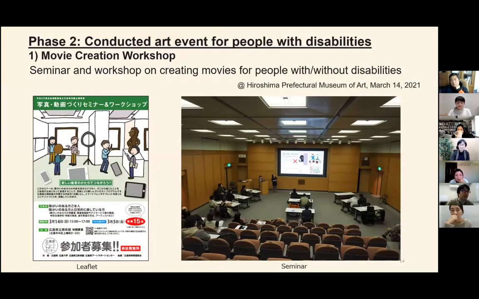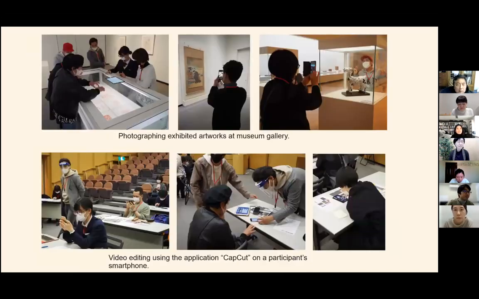We conducted an art event based on the result of the survey. Firstly, we held a movie creation workshop at Hiroshima Prefecture Art Museum in March 2021. These are 10 participants, including 3 with disabilities. Participants took pictures of artworks exhibited at the museum, and they created a movie using these photographs with guidance of a movie maker.